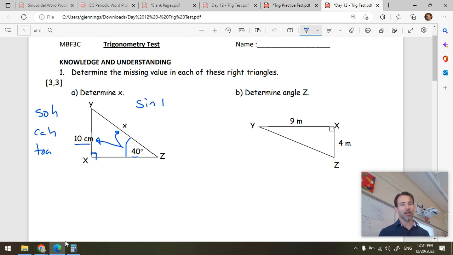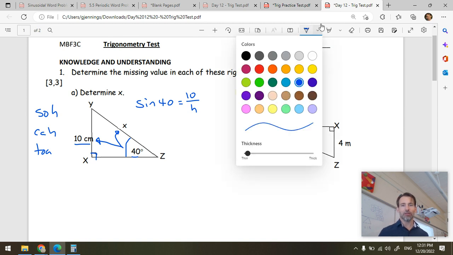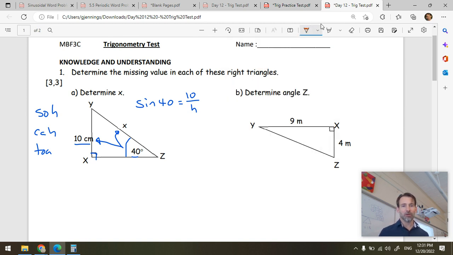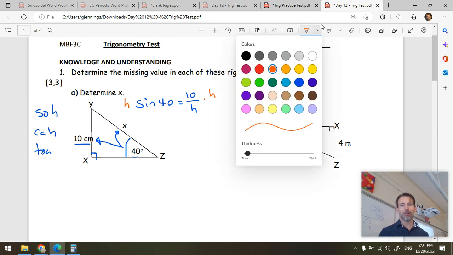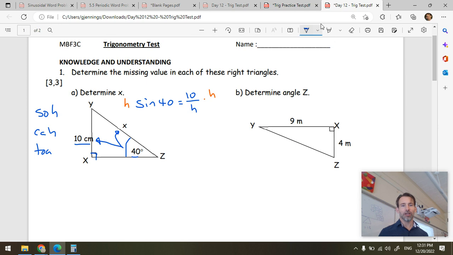Sine is opposite over hypotenuse, so put that as 10 over the hypotenuse. Great. Now we get out our inverse operations pen. We multiply both sides by h. Cool. So then we get our unknown onto the top line. That's much better. h sine 40 is just equal to 10.